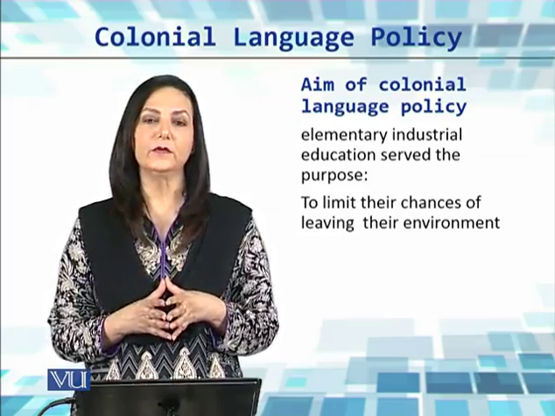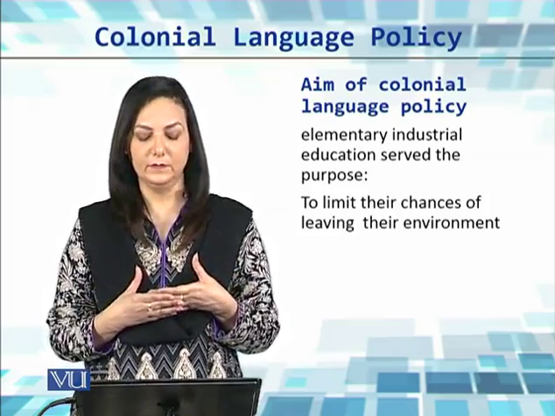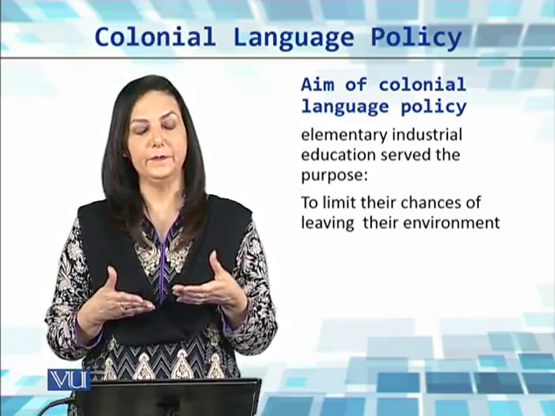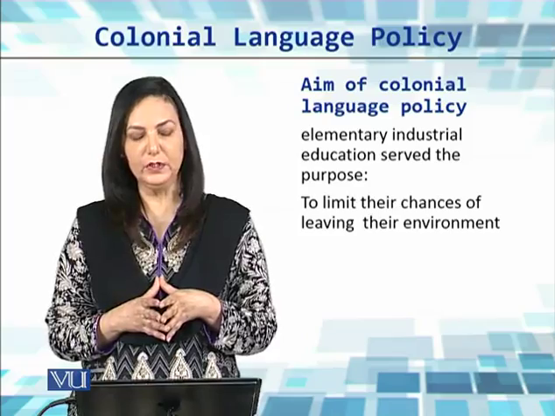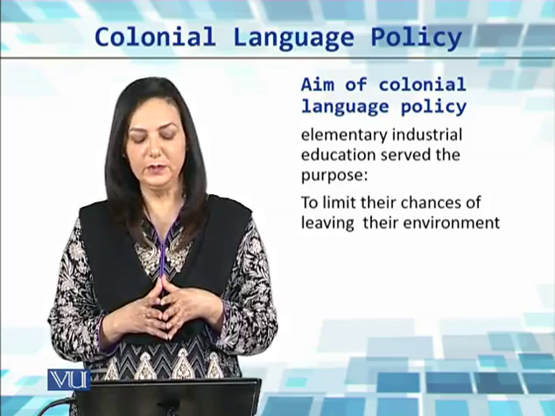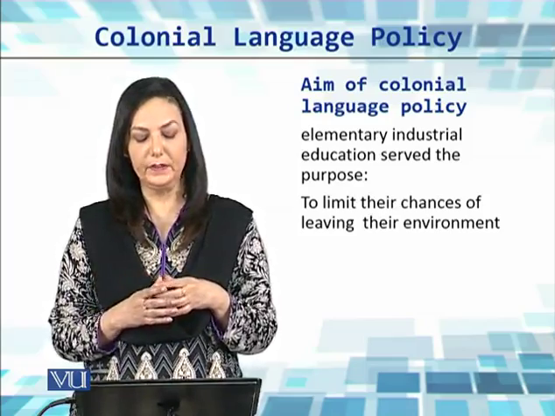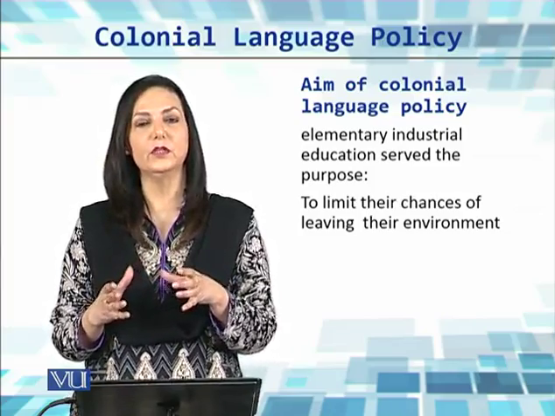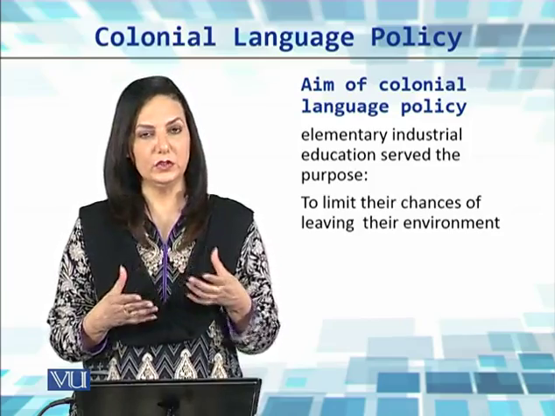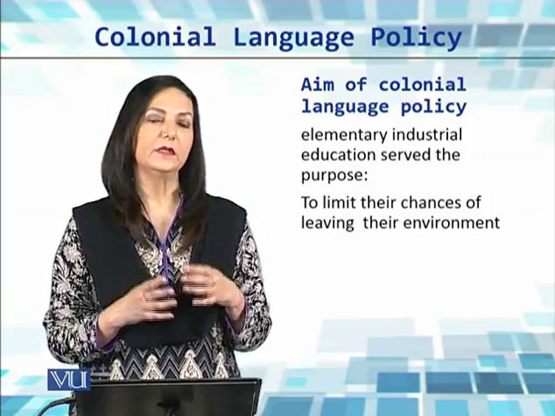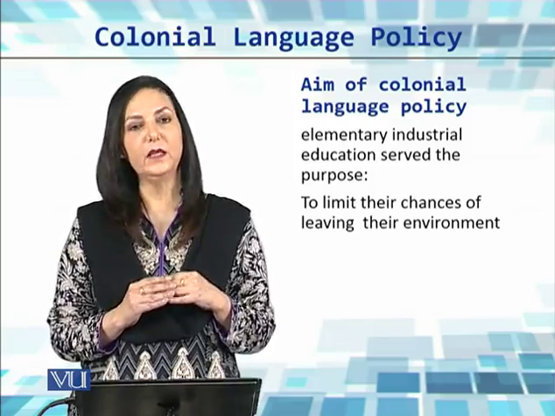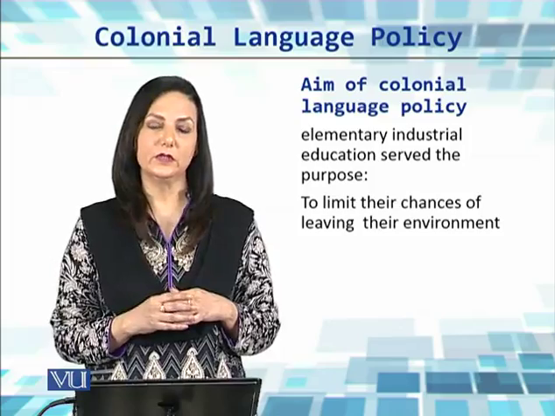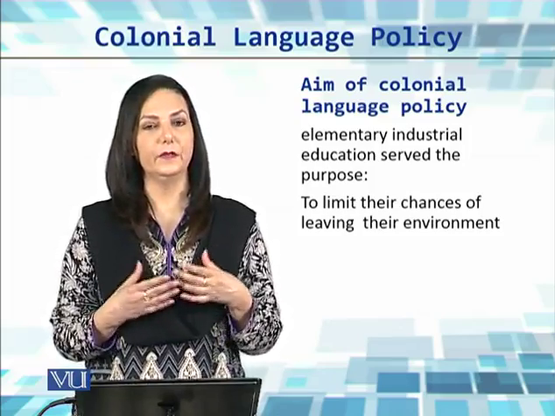So it was thought that instead of giving them general education, as is given to people in different parts of the world, or as was imparted to people in the UK, in Britain, these people should be given education that was very restricted in nature and limited their chances of leaving the environment. Elementary industrial education was thought to be the kind of education that would serve this purpose. So instead of receiving education generally, colonized people in South Africa and other parts of Africa only received elementary industrial education, which prepared them to work in the mines only and completely restricted their chances of moving elsewhere and finding work in other environments.